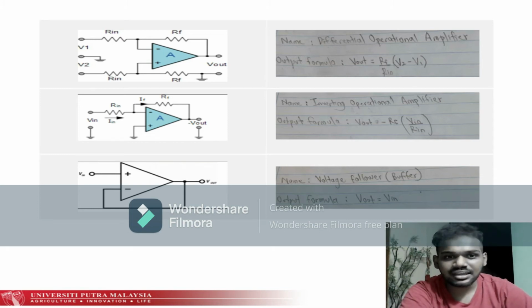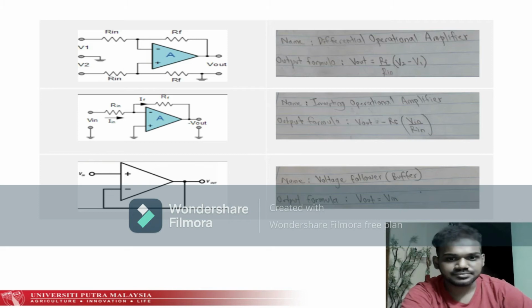Next, if we take a look at the fourth diagram in the table, the voltage input signal is directly applied to the inverting input of the amplifier. So, we can conclude that the name of the operational amplifier is the inverting operational amplifier. And the output formula for this type of amplifier is Vout equals negative Rf (Vin over Rin).